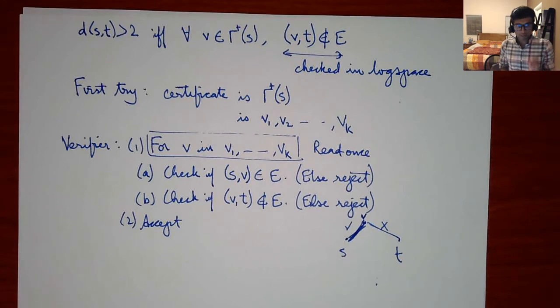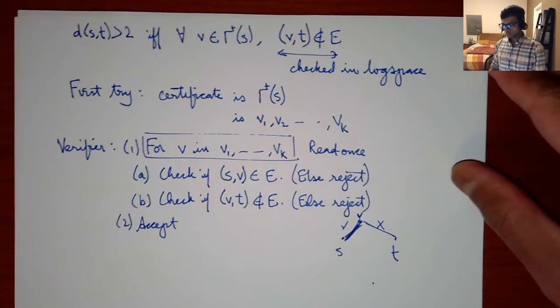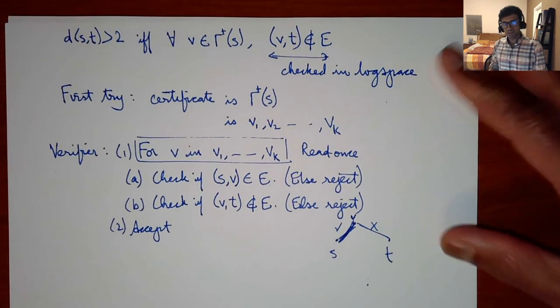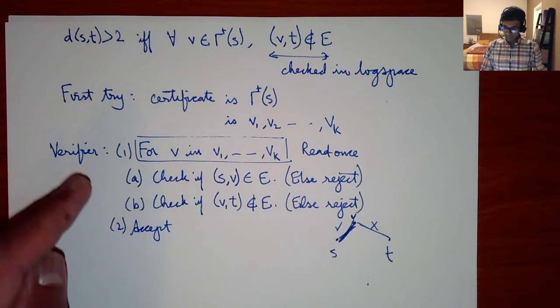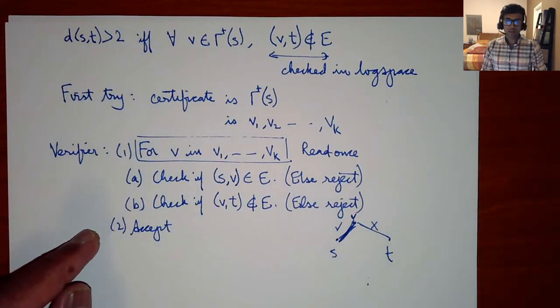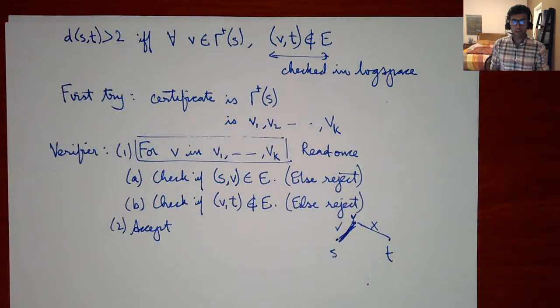There is a problem with the certificate. What is the problem with the certificate? I want you to think about it. There is a way in which a certificate might fool the verifier, meaning that it could go through the certificate and accept, but actually there is a path of length 2. When can that happen?